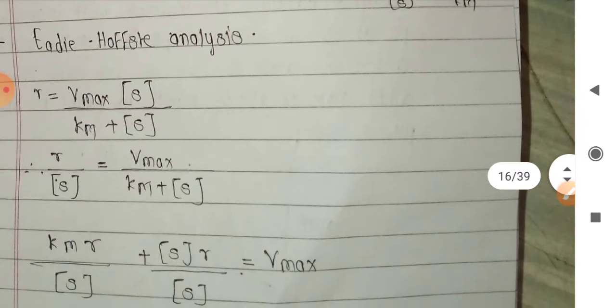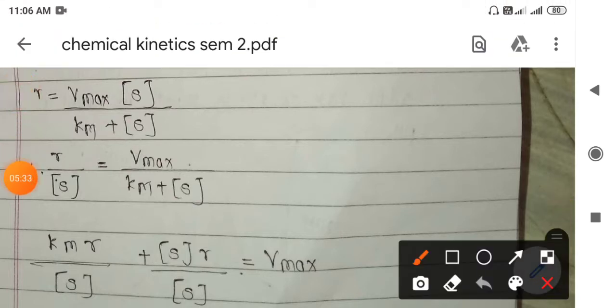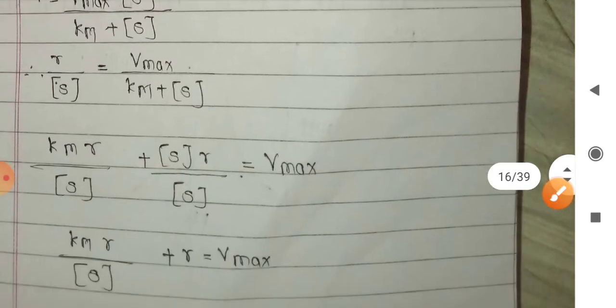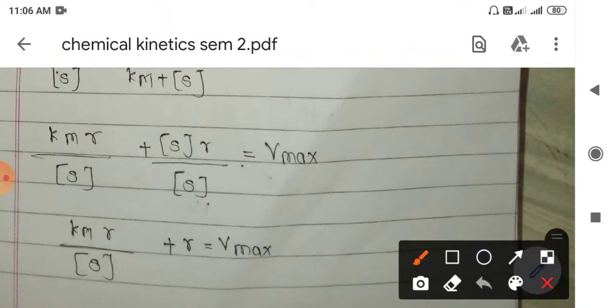This is another form of equation where we plot the graph of r upon s versus r. The standard rate law equation is R equals Vmax into s upon Km plus s. We have just rearranged that equation as r upon s equals Vmax divided by Km plus s, taking these terms to the right hand side.